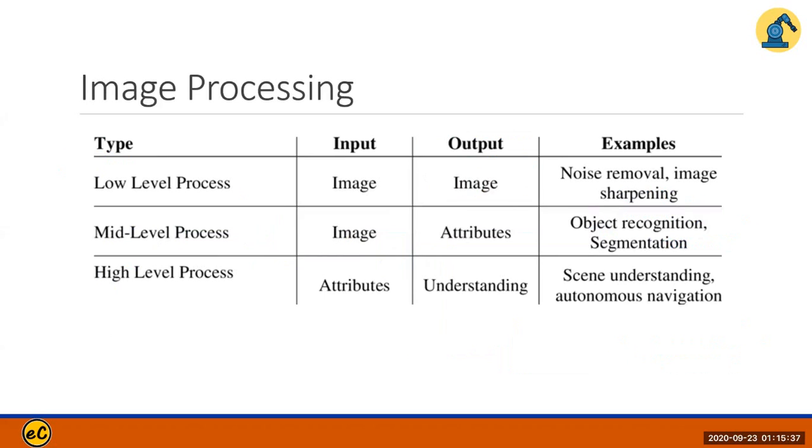So for image processing, we have low-level process, mid-level process, and high-level process. Low-level is for noise removal and image sharpening. So this actually is usually for signal cleansing. And then at mid-level, we start to try to get the attributes. So we try to classify some data. So there is object recognition or segmentation. Usually this part is just like edge detection, hole detection, something like that. And high-level processing will have understanding or navigation over the scene. So these are different levels for image processing.